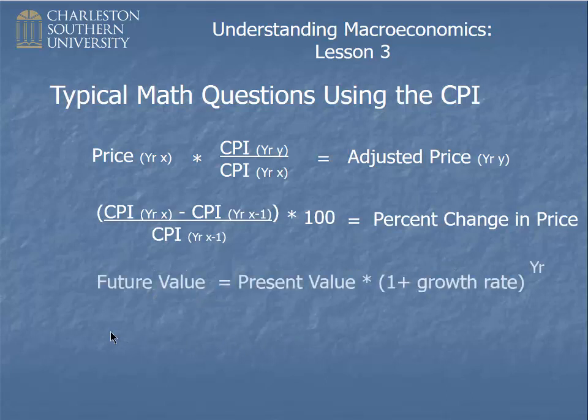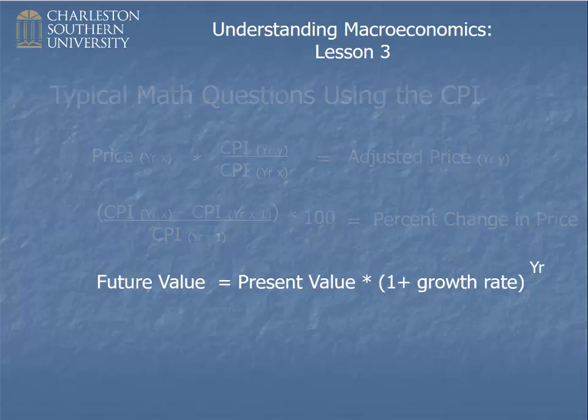Now, the last formula is this one. The future value equals present value times 1 plus the growth rate raised to the number of years out. This simple, annually compounding formula shows up in almost every business class. So if you don't have this formula memorized already, you should memorize it now. Now I'll show you a couple of ways that you can use it.